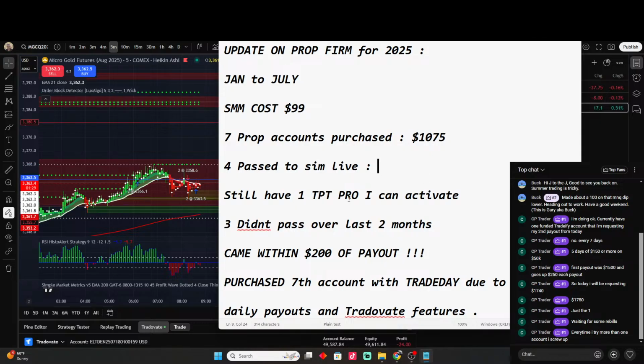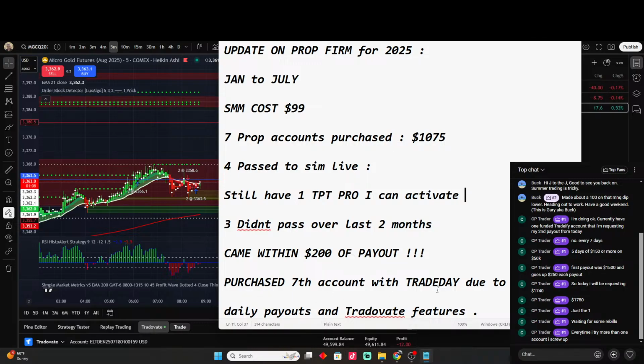I still have 1 TPT Pro account. Just don't have the $600 to reactivate it, but I don't want to do that until I can get a payout. The plan is to get a payout and use that money to activate that, and that'll become my second account. So that's kind of what I'm thinking about doing. Came within $200 of a payout. That was super frustrating.